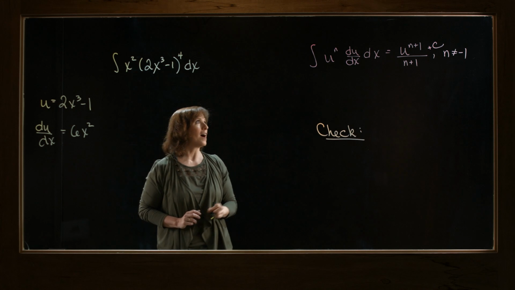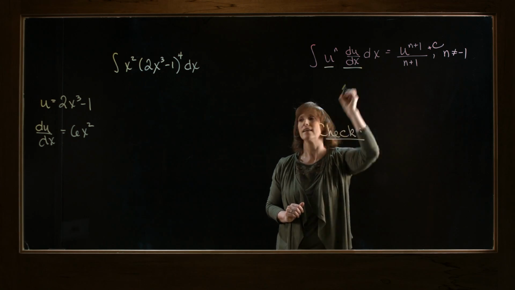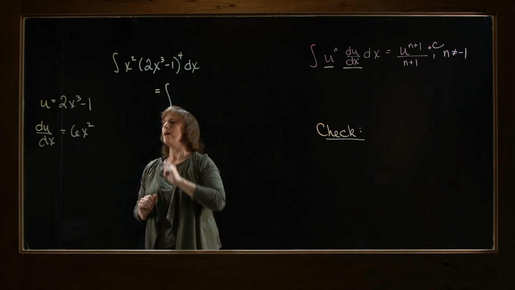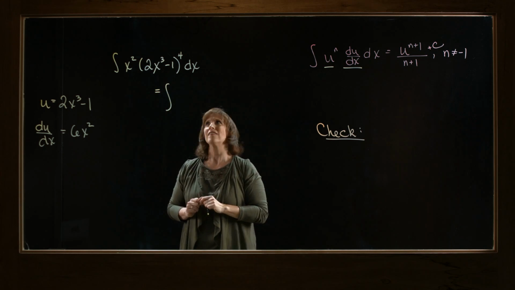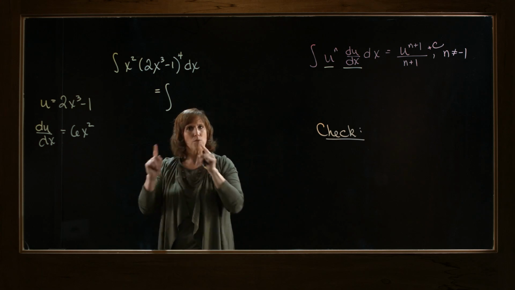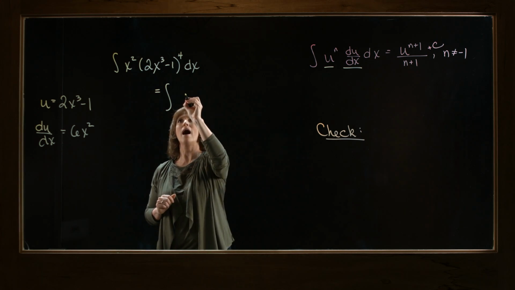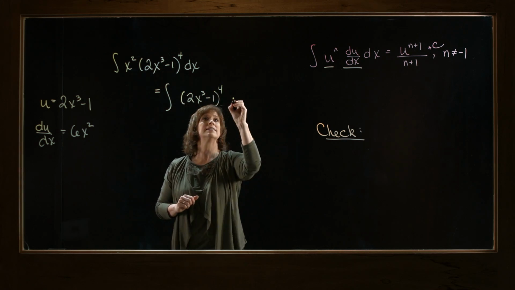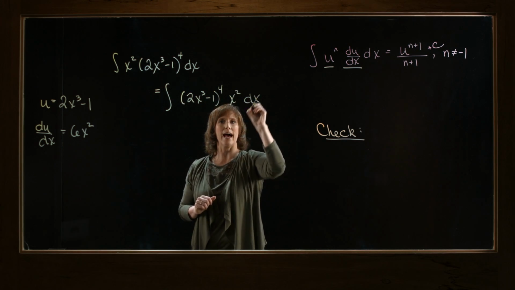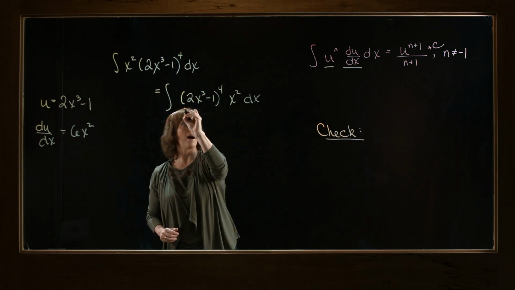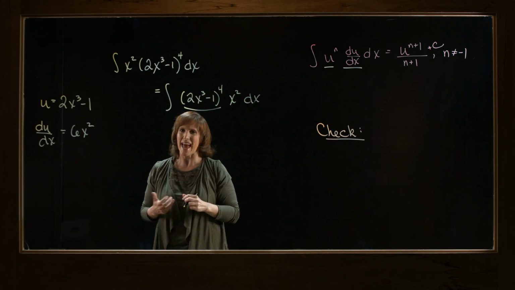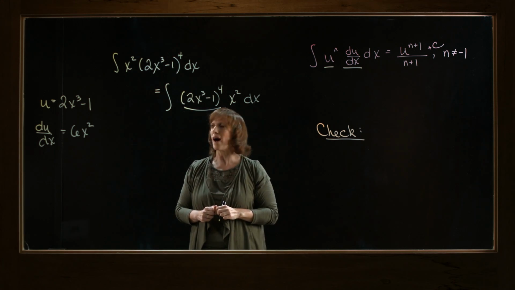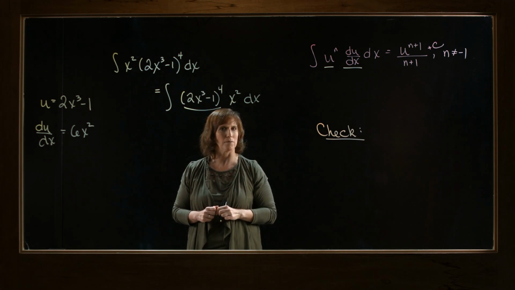Now let's see if I can find these two pieces in my given integral. Well, I think I'm going to switch the order that these things are written. Remember, multiplication is commutative. I can write it in whatever order I want. So I'm going to write this as 2x cubed minus 1 to the 4th power times x squared dx. Well, here is my u to the n that I want. n is going to be 4 in this particular case. But my du dx isn't quite right. I want a 6x squared, not just an x squared.